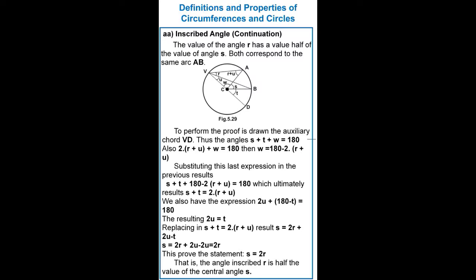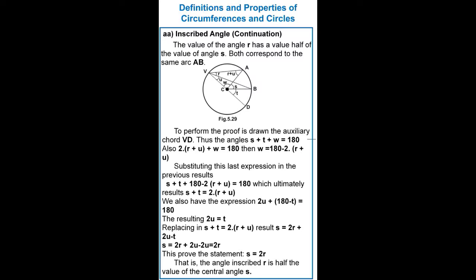The substitution of the value of the angle W in the expression of the sum of the three central angles results in the sum of the value of the angle S plus the value of the angle T being equal to 2 times the sum of the values of the angle R plus U. But the triangle VCB is also isosceles, since it is formed by two sides equal to the radius and has two equal angles to the angle U. Then the sum of its interior angles is given by twice the value of the angle U plus the sum of the angles W plus S.